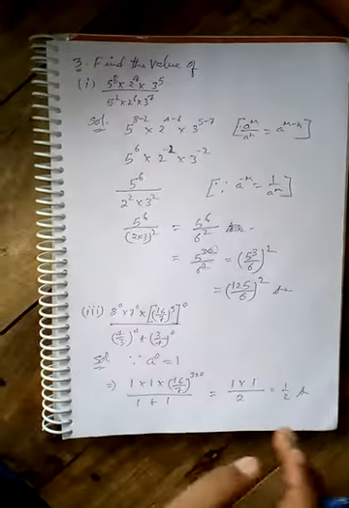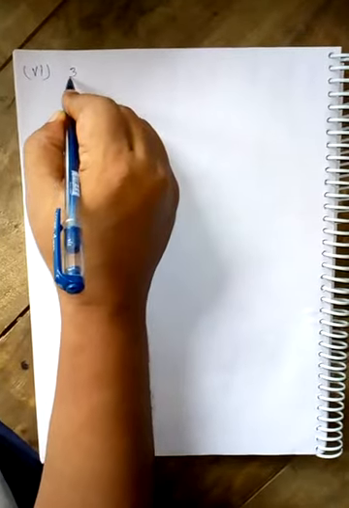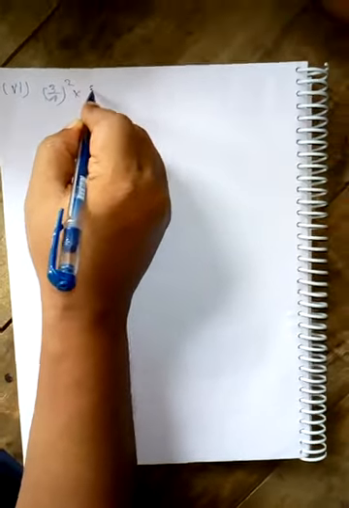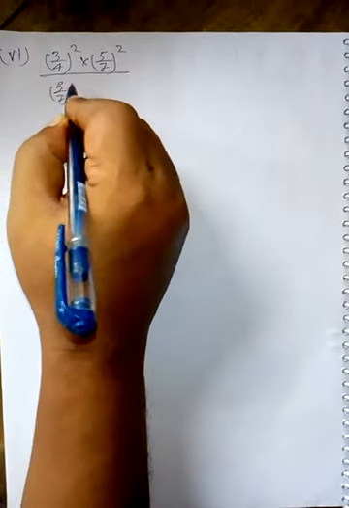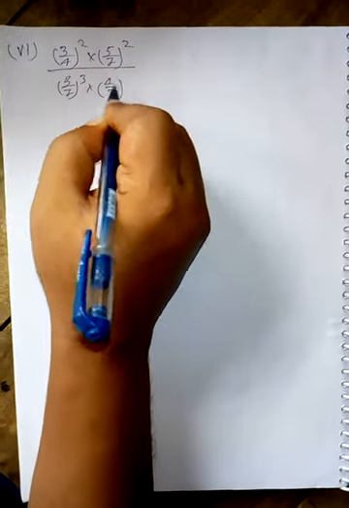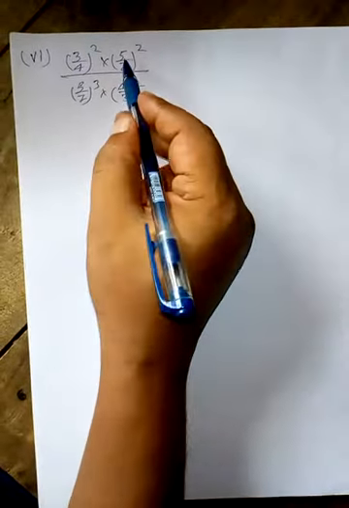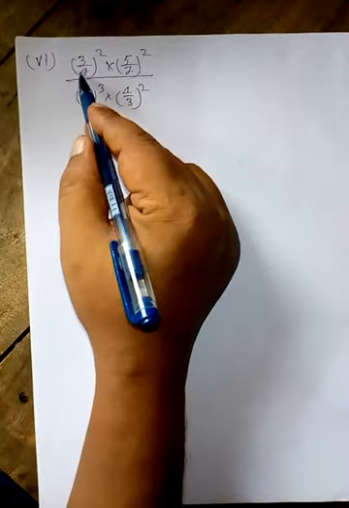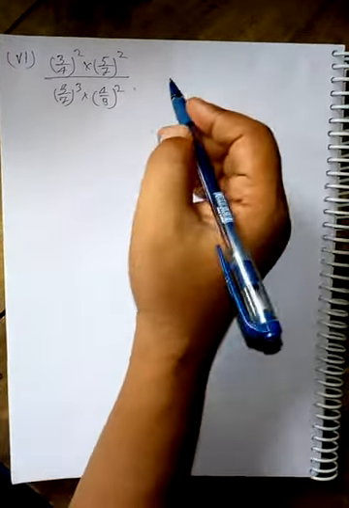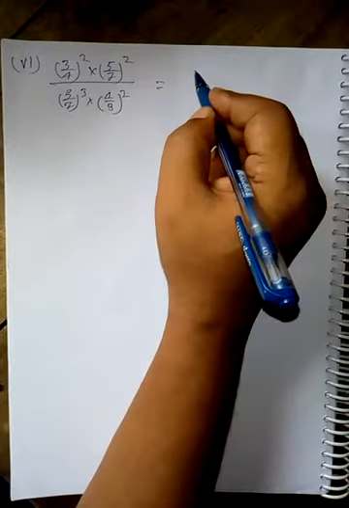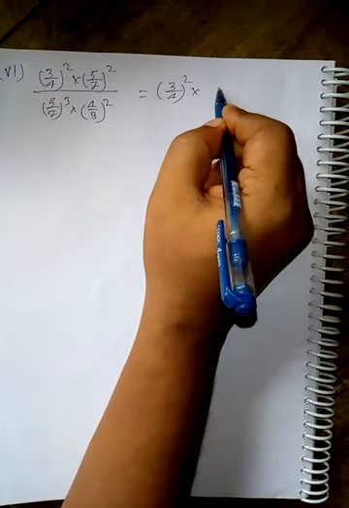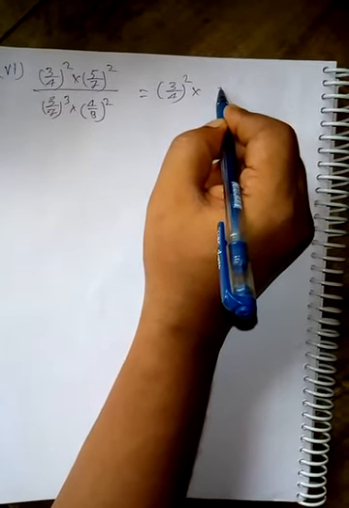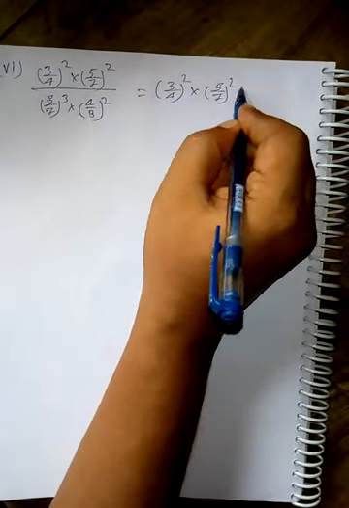Now let's do the next part of question number 3. (3 by 4) raised to the power 2 into (5 by 7) raised to the power 2, upon (5 by 7) raised to the power 3 into (4 by 3) raised to the power 2. We see the base, this one are same and this base are same. So what we do, we'll have to change it like this: (3 by 4) raised to the power 2 into (5 by 7) raised to the power 2.